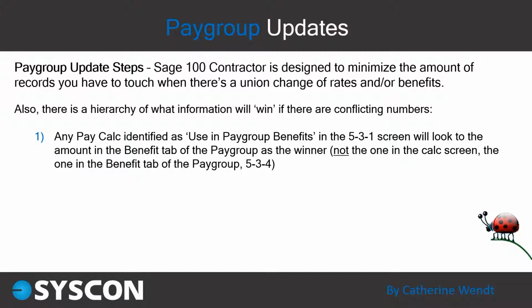Any pay calc that's identified in the pay calc screen, which is 531, with the checkbox Use in Pay Group Benefits, will look at the amount on the benefit tab in the pay group as the winner. That is what will be used when you do the trial compute. Not the one in the calculation screen, the one in the benefits tab in the pay group. So for those of you who might be newer to this process, I'm just going to take a moment and show you exactly which screen I am referring to.